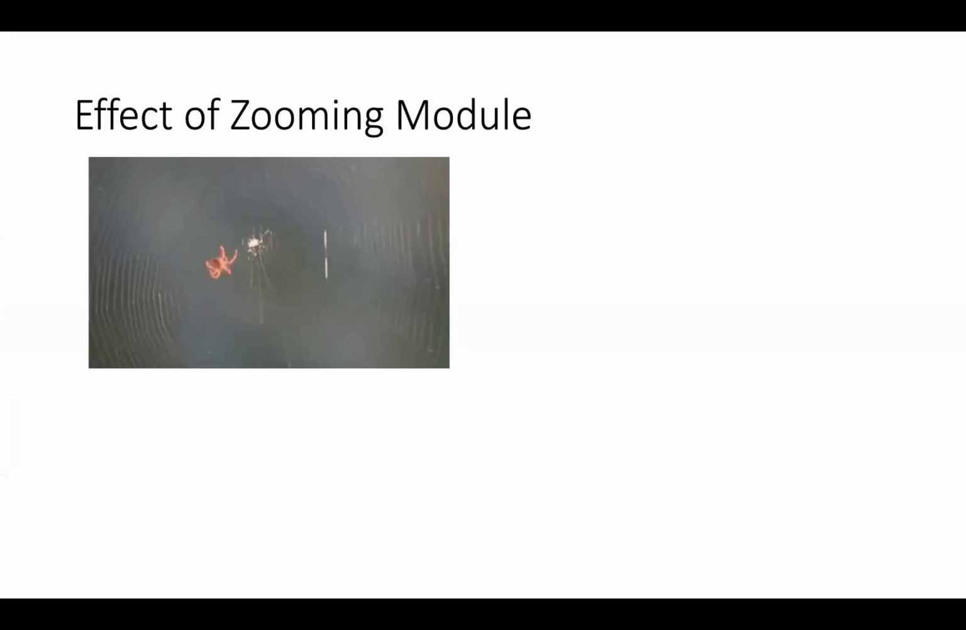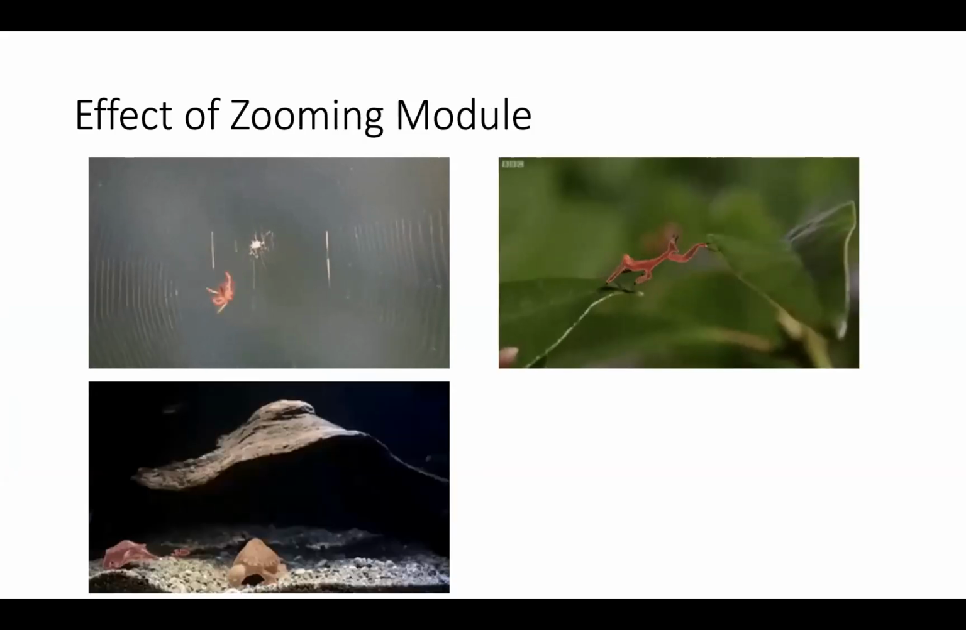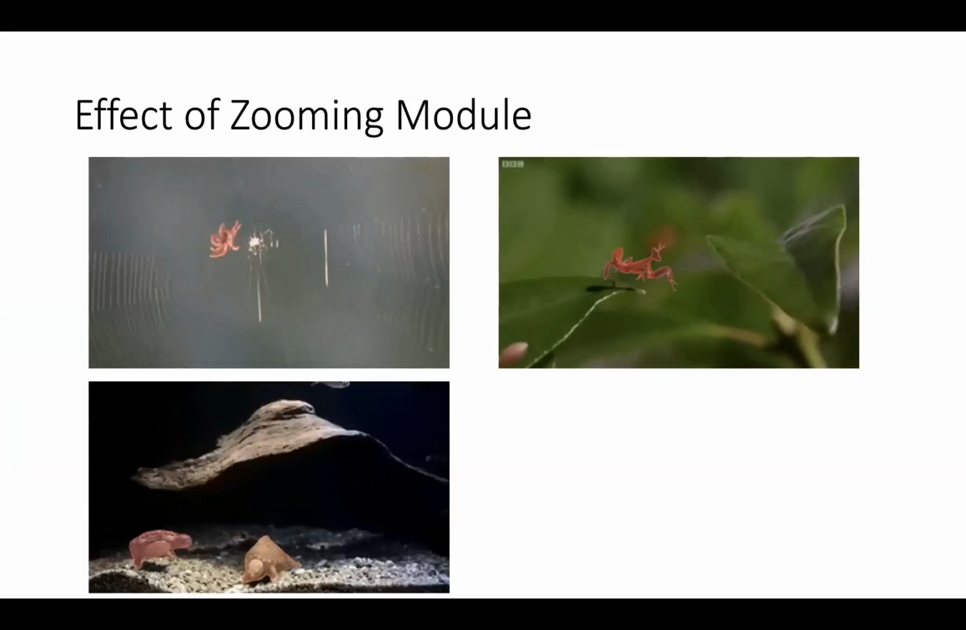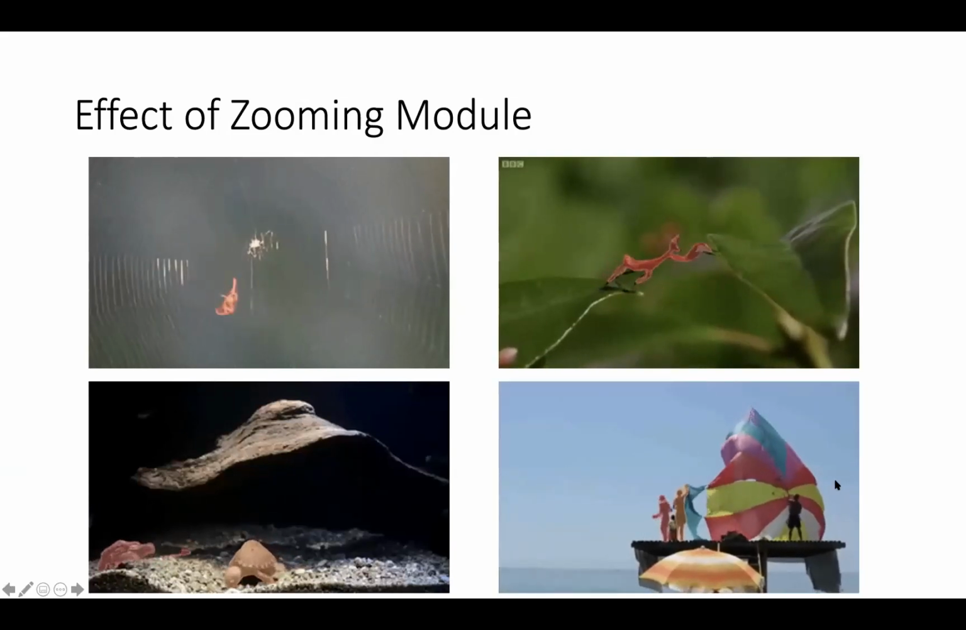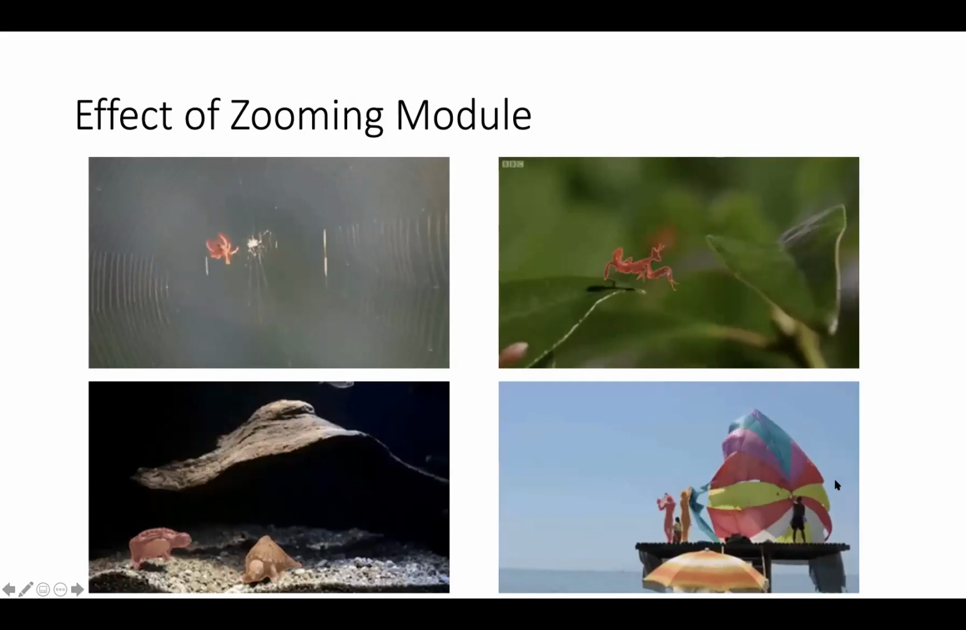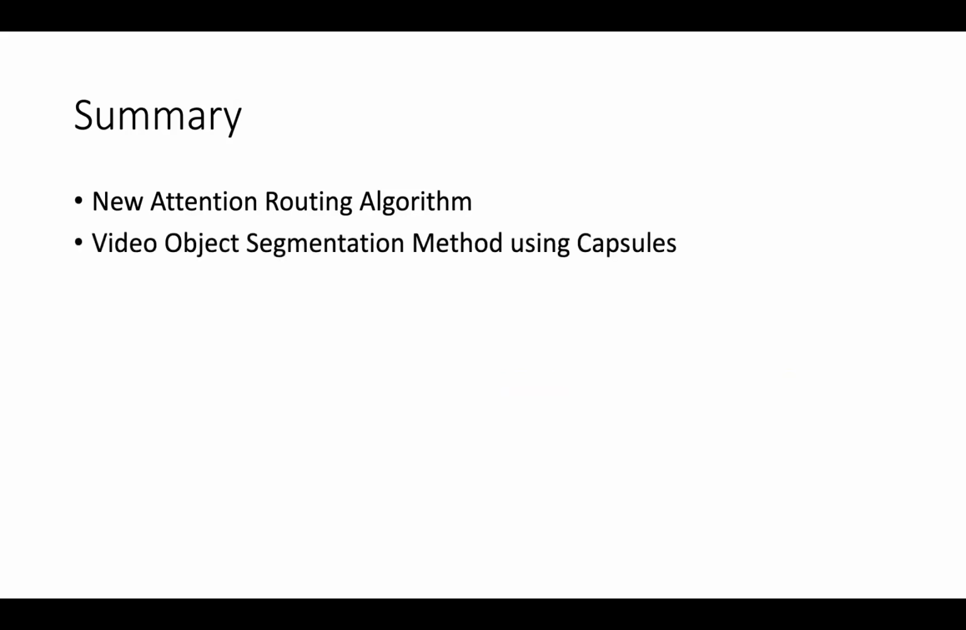So here's some video examples. You can see it works on a variety of different objects, and even when there's multiple small objects, we're able to correctly segment them. So in summary, we propose a new attention routing algorithm. We propose a video object segmentation method that uses capsules, and we achieve state-of-the-art results on the YouTube VOS dataset.